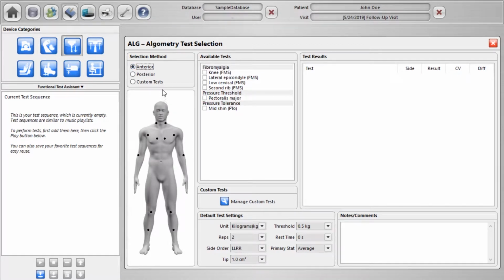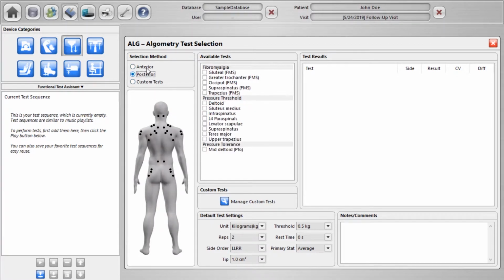So we're looking right now at algometry. Algometry is a method of assessing someone's pain tolerance or pressure tolerance thresholds. We have a mannequin here with some anterior and posterior trigger points. Those come from Fisher or from the American College of Rheumatology, depending on which trigger points you're looking at. And we can simply queue up a few of these. And here we have a few that are known as fibromyalgia trigger points.